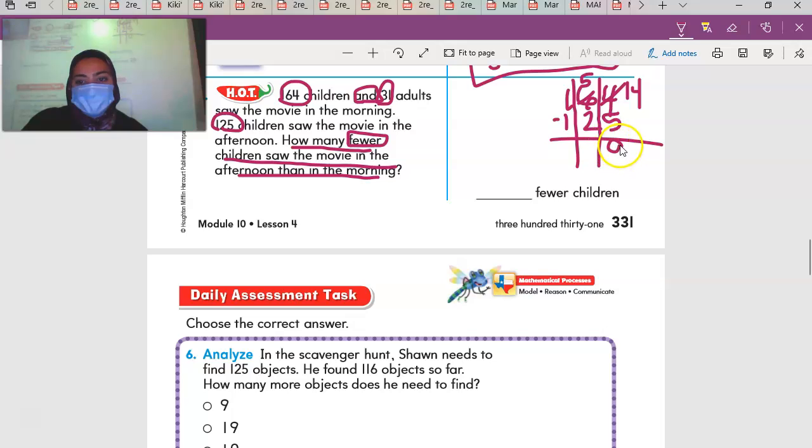9. 5 take away 2 is? 3. And 1 take away 1 is? 0. So how many fewer children? 39 fewer children.